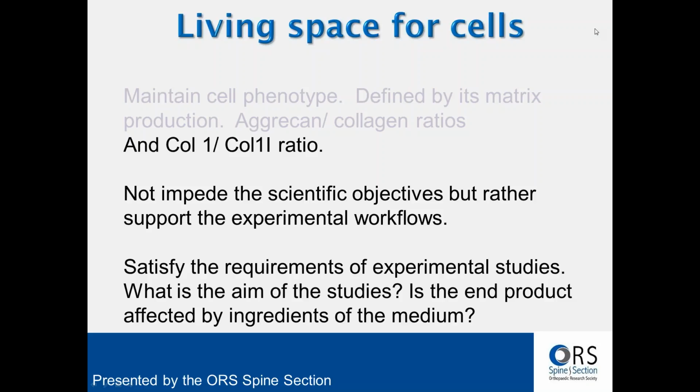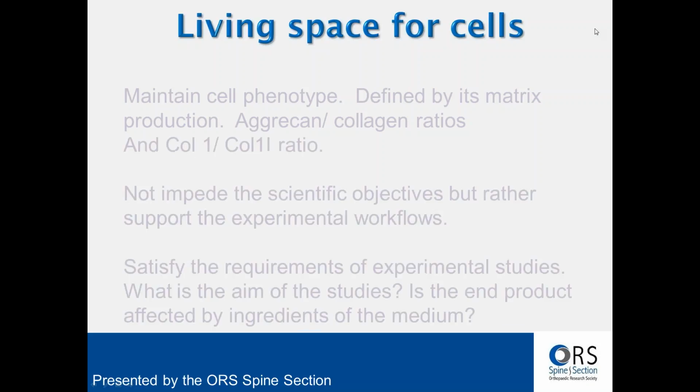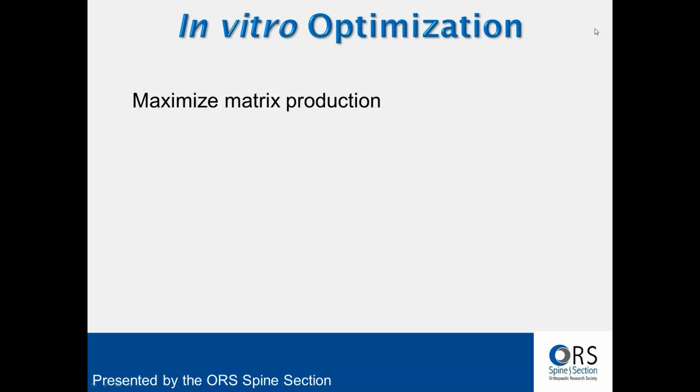Again, in terms of in vitro optimization, because you have to optimize the media, the main one, as I said before, is that it has to maximize matrix production. For the disc, it has to maximize matrix production. You cannot have enough matrix in the disc. So that is very, very important when you're optimizing this. DMEM was made to keep the cells alive. It was not designed to maximize matrix production, but you'll be surprised how ubiquitous DMEM is in the disc field.